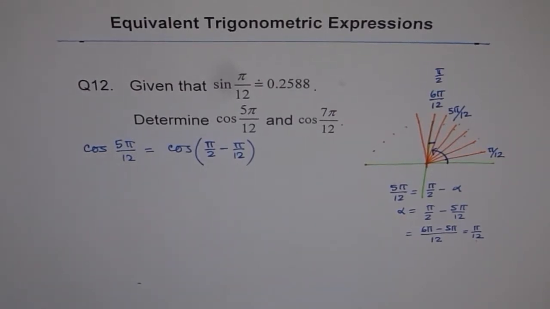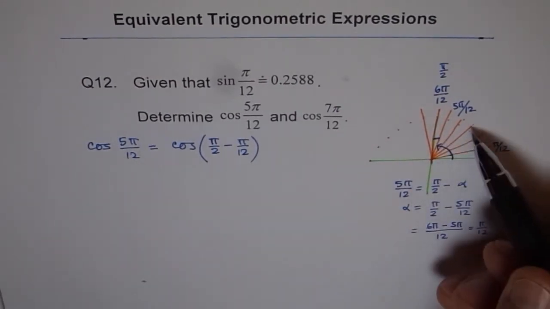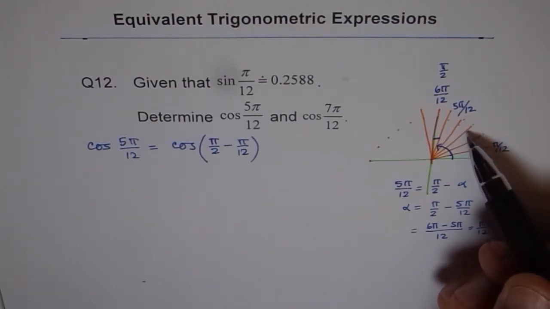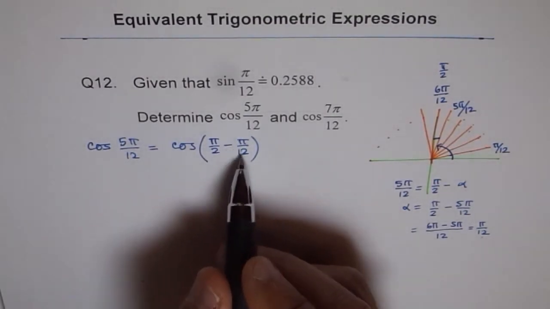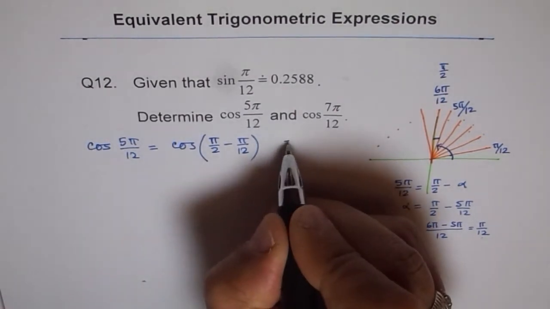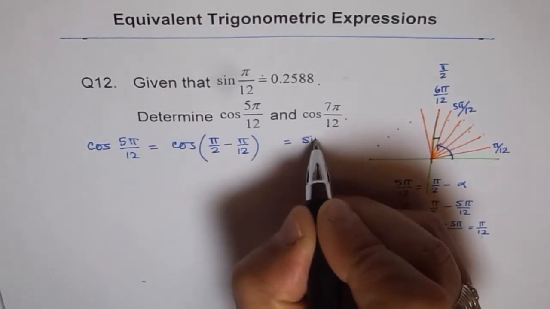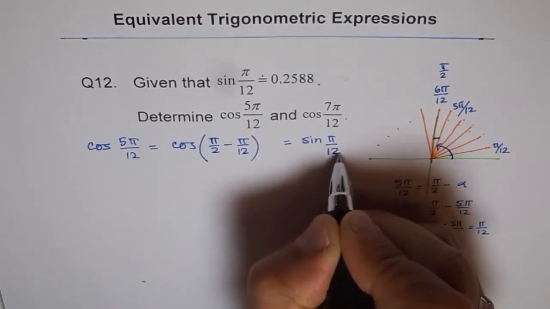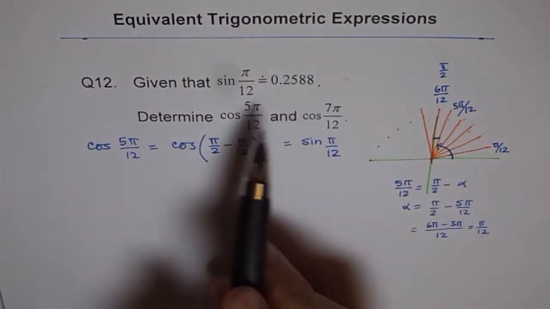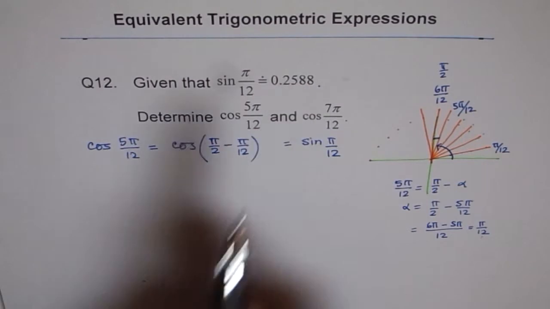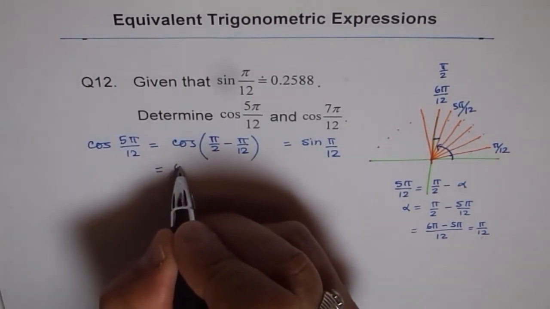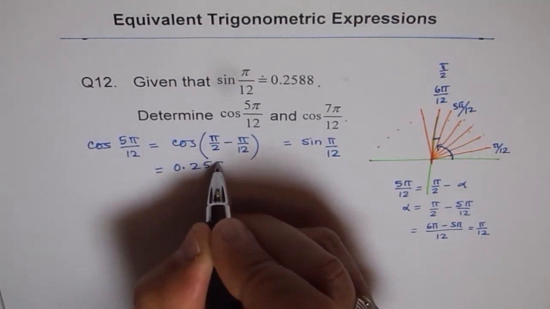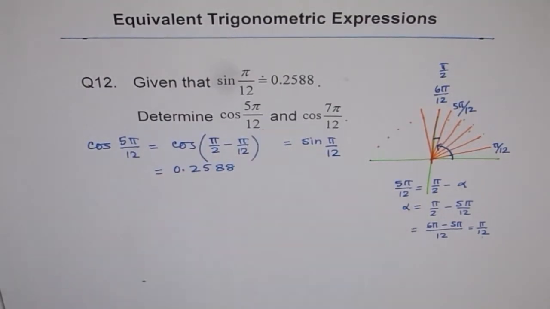Now, we are in quadrant 1. In quadrant 1, sine and cosine are both positive, and therefore this is a cofunction identity. Cos of pi by 2 minus pi by 12 is equal to sine pi by 12. What is sine pi by 12? It is given to us, 0.2588. So the value of cos of 5 pi by 12 is 0.2588. That is the first answer.